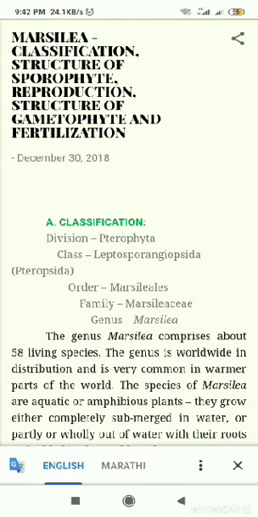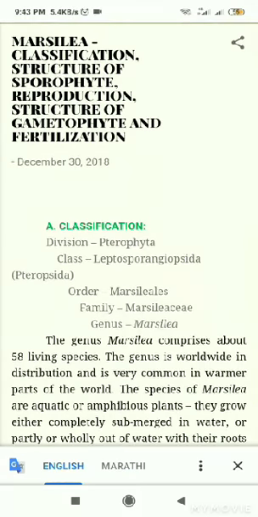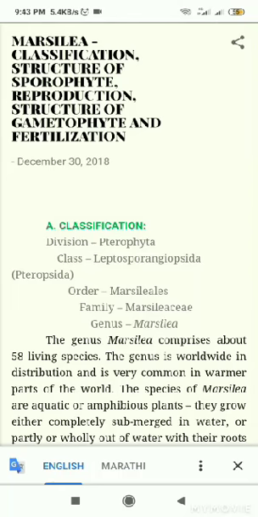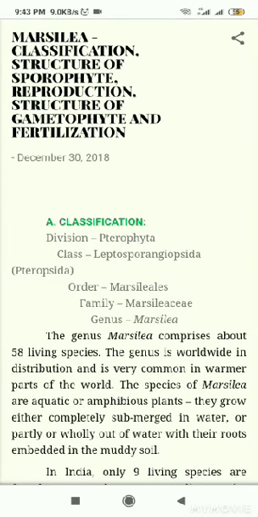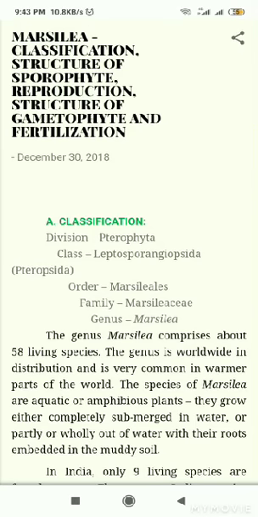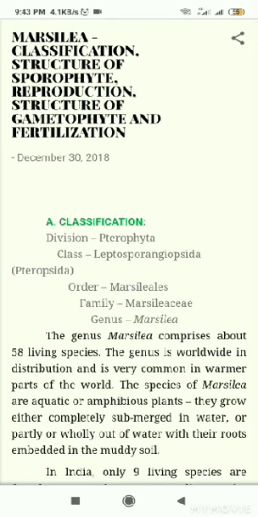Good morning, students. Today we are going to learn about Marsilea, that is, how it is classified into the genus Marsilea, which type of structure the sporophyte has, how they reproduce themselves, which type of gametophyte structure they have, as well as how they are fertilized.